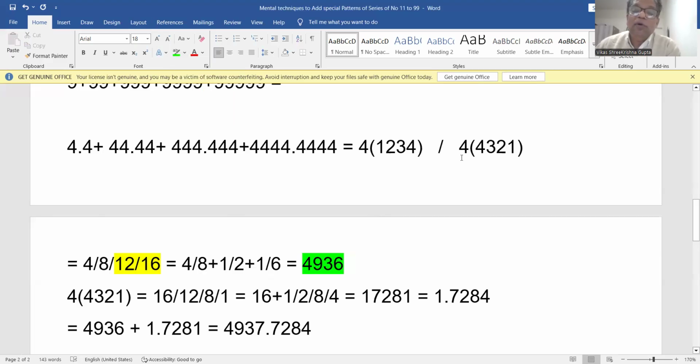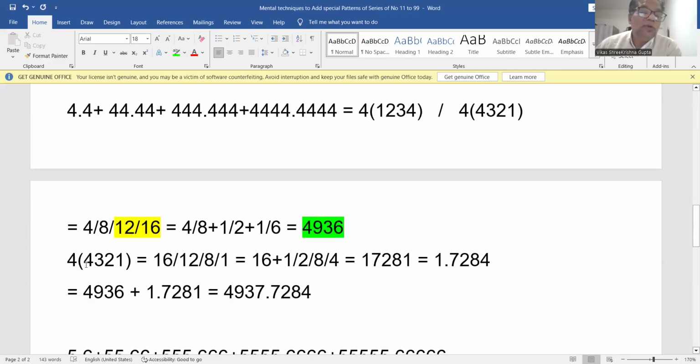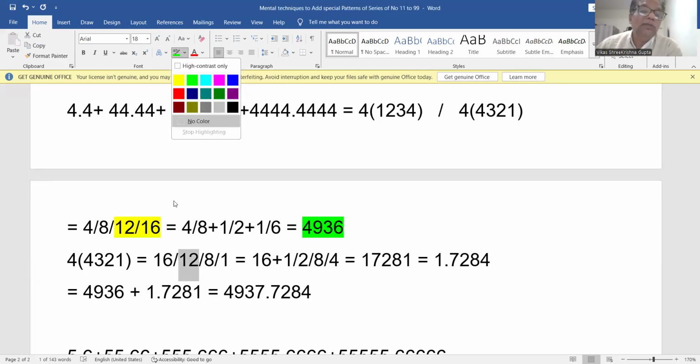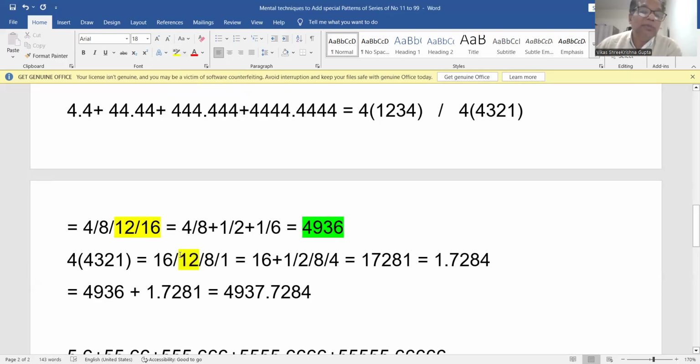Now here, 4 into 4, 3, 2, 1. So what is the answer? 4 into 4, 16. 4 into 3, 12. 4 into 2, 8. 4 into 1, 4. These are now double digit numbers. 12 is a double digit number, so I have to balance it again. Remember, in balancing, only the first position, the leftmost position, can be a double digit or triple digit number. All the rest should be single digit numbers. So I take this extra one to the next position. It becomes 17, and 17 to 81.